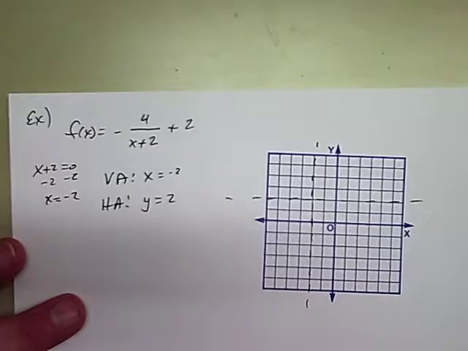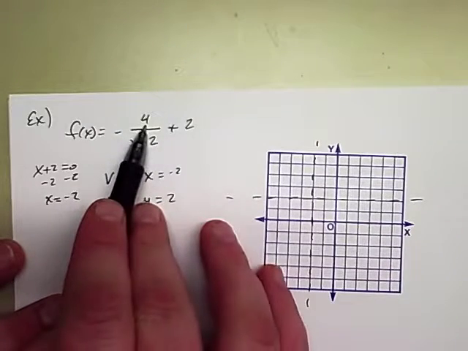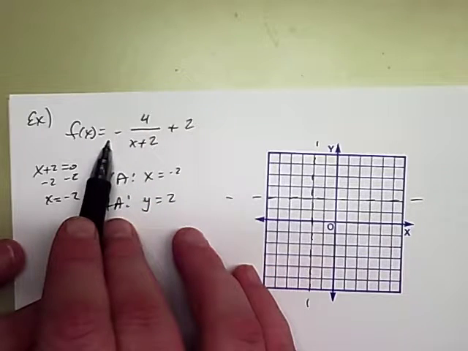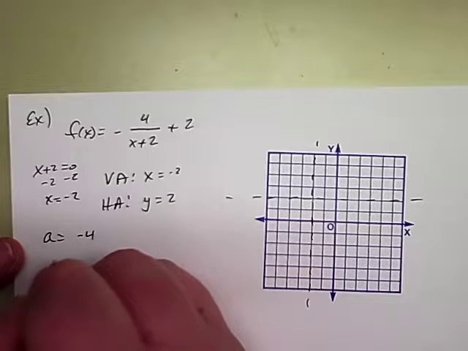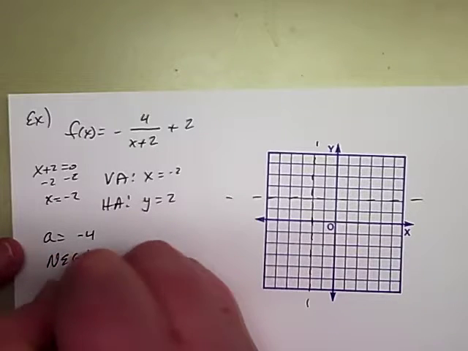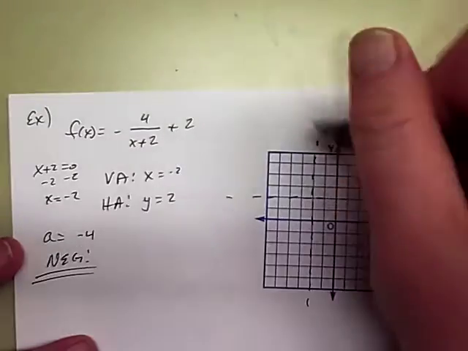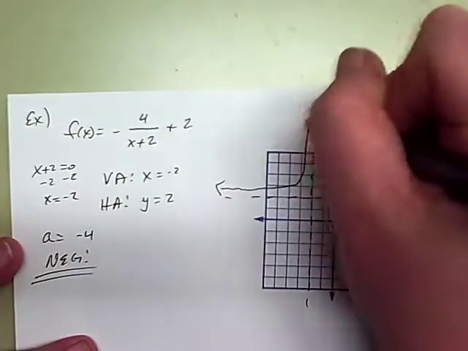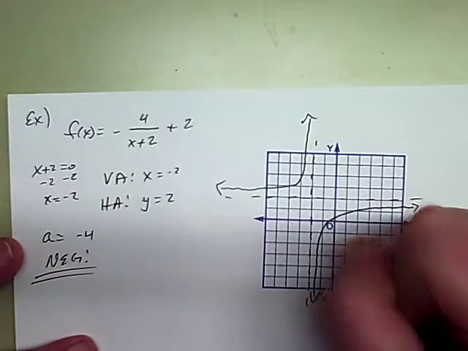All right. Now my A value, it looks like a positive 4, right? But that negative is out front. In this instance, A is negative 4, so A is negative. When A is negative, that means I'm going to be on the top left and the bottom right. So here, when I draw my graph, top left and bottom right.